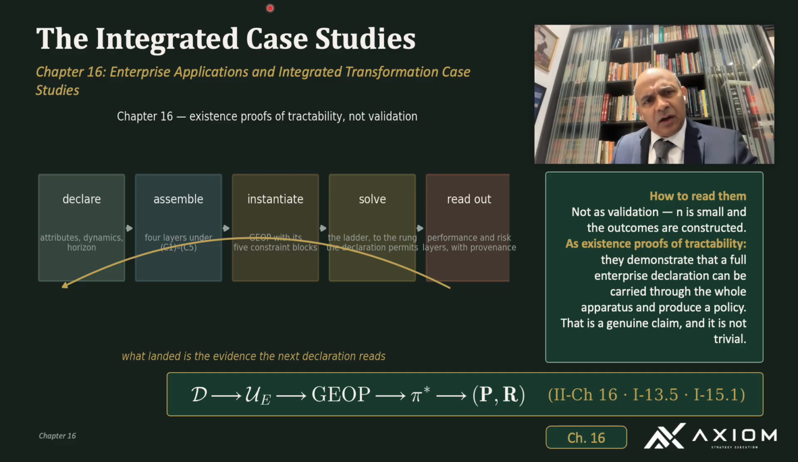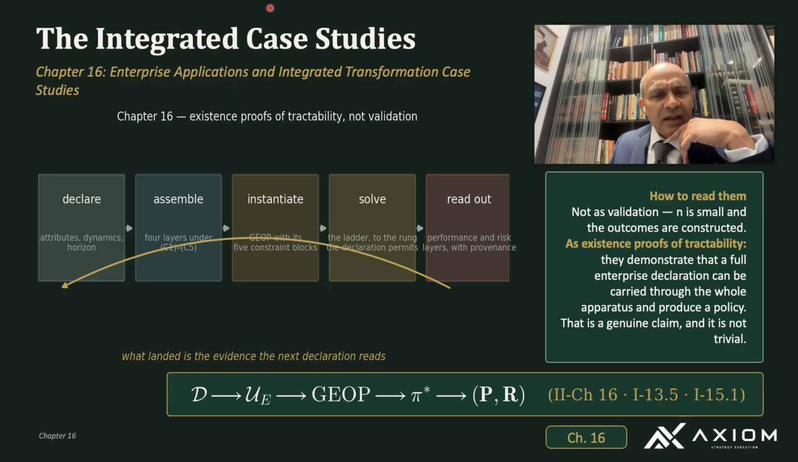The final chapter, chapter 16, is about enterprise applications and integrated transformation case studies. So declaration, architecture assembly, GEOP instantiation, solution, and readout through the performance and risk layers. The right way to read them is not as validation, since n is small and the outcomes are constructed, but as existence proofs of tractability. They demonstrate that a full enterprise declaration can be carried through the whole apparatus and produce a policy.